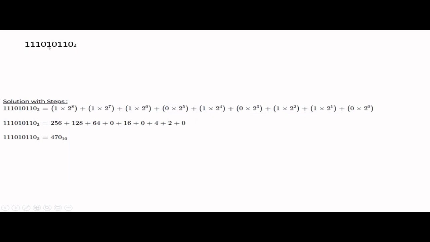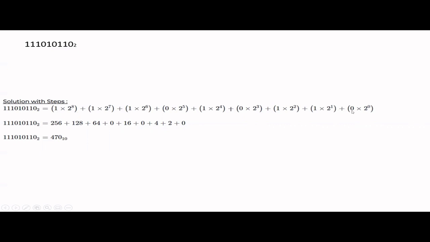Now this is the next one, right? So here we have a huge number. Don't worry. Write down that number like this: 1, 1, 1, 0, 1, 0, 1, 1, 0. You have to write that. And then you have to write the weighting factors: 2 to the power 0, 2 to the power 1, 2 to the power 2, 2 to the power 3, 2 to the power 4, 2 to the power 5, 2 to the power 6, 2 to the power 7, 2 to the power 8, right?